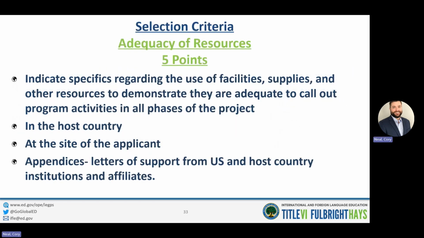All right, adequacy of resources is your next criteria. Here, you want to ask yourself what resources will be used to accomplish the project goals that have been outlined in the project. It should be clear which resources will be available both in the United States and abroad. You should indicate specifics regarding the use of facilities, supplies, and other resources to show they're adequate to carry out the activities in all phases of the project. In the appendices section, you should upload letters of support from both the United States and your host country institutions, individuals, and affiliates.